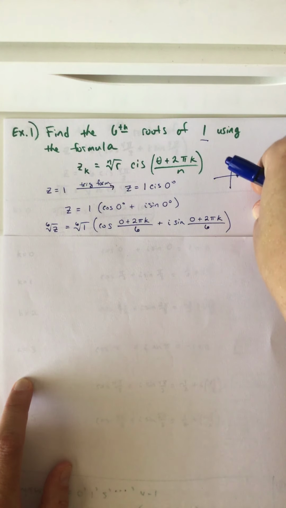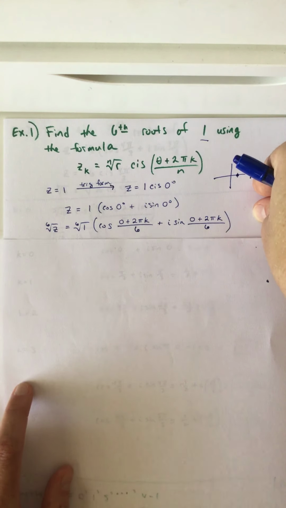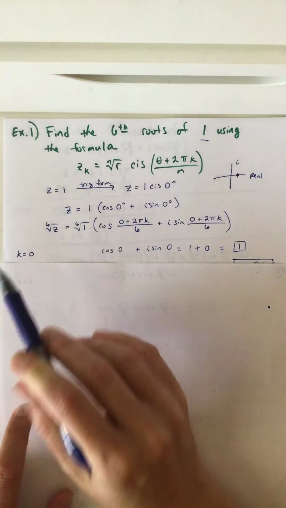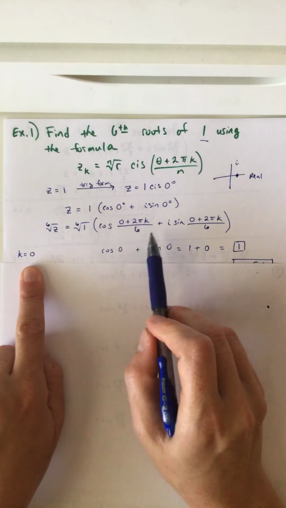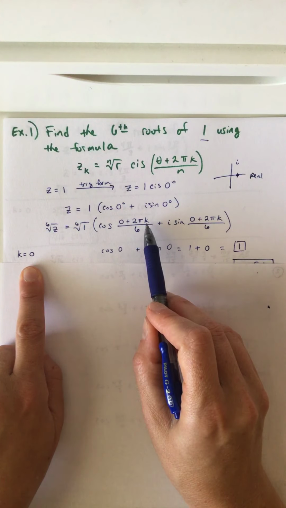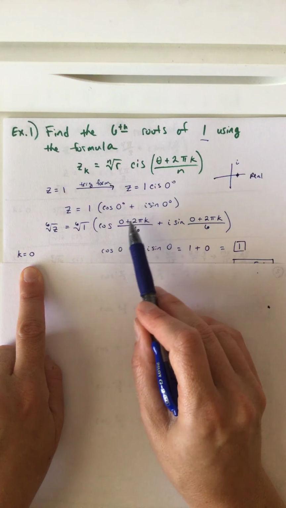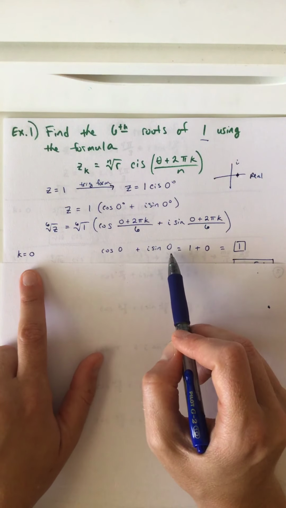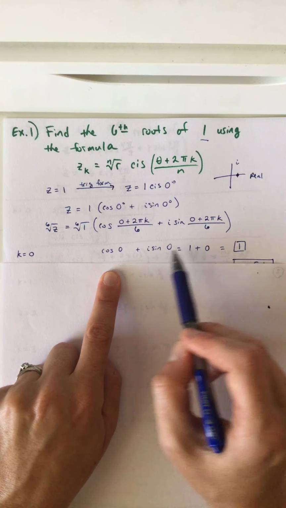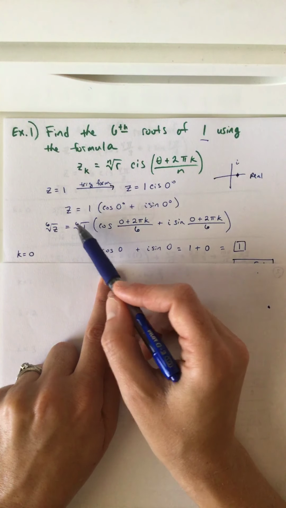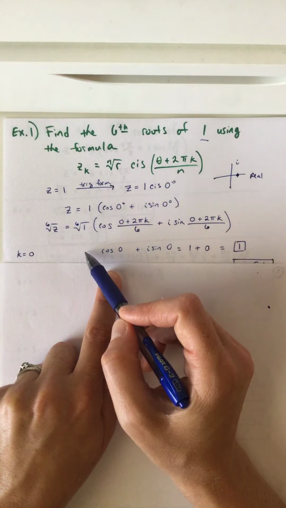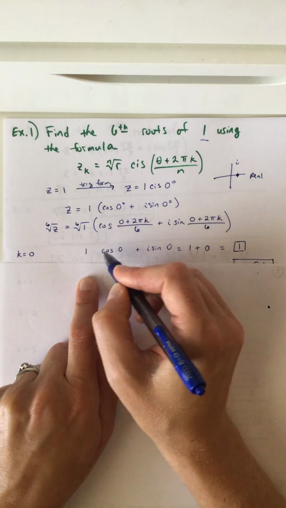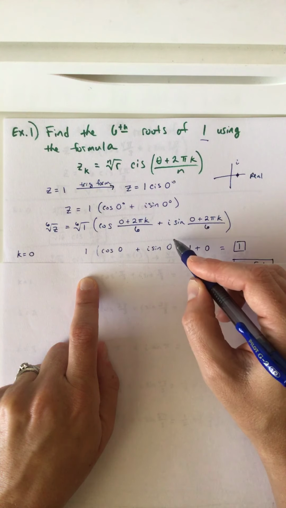Now we're going to think about k. And k, we're going to start with k equals 0. So if k starts as 0, we can imagine plugging in 0 here. This whole expression becomes 0. And so we have the cosine of 0 plus i sine of 0. Well, cosine of 0 is 1 and sine of 0 is 0. The sixth root of 1 is 1, so we can think about 1 multiplied by all of that.